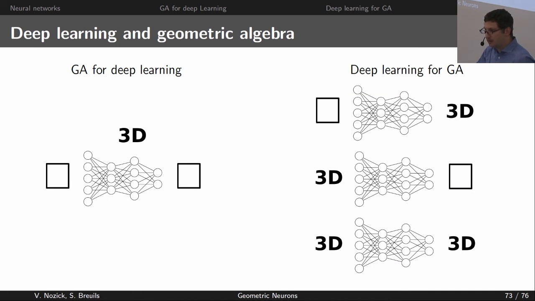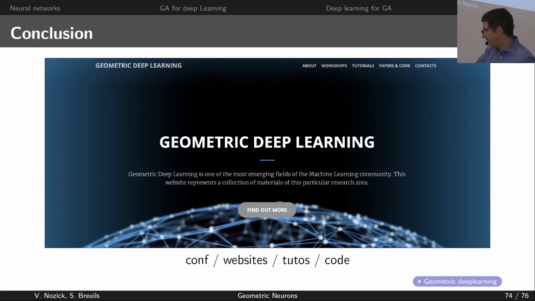Okay, so my talk is almost finished. I talked about 2 parts. The first part is, can we put geometric algebra inside deep learning, or can we use deep learning for geometric algebra? And for the conclusion, I would say that there's actually some interesting effort to do geometry for deep learning. For example, that website, Geometric Deep Learning, with conferences, tutorials, code, so maybe something interesting to take a look at if you want to work in that direction.